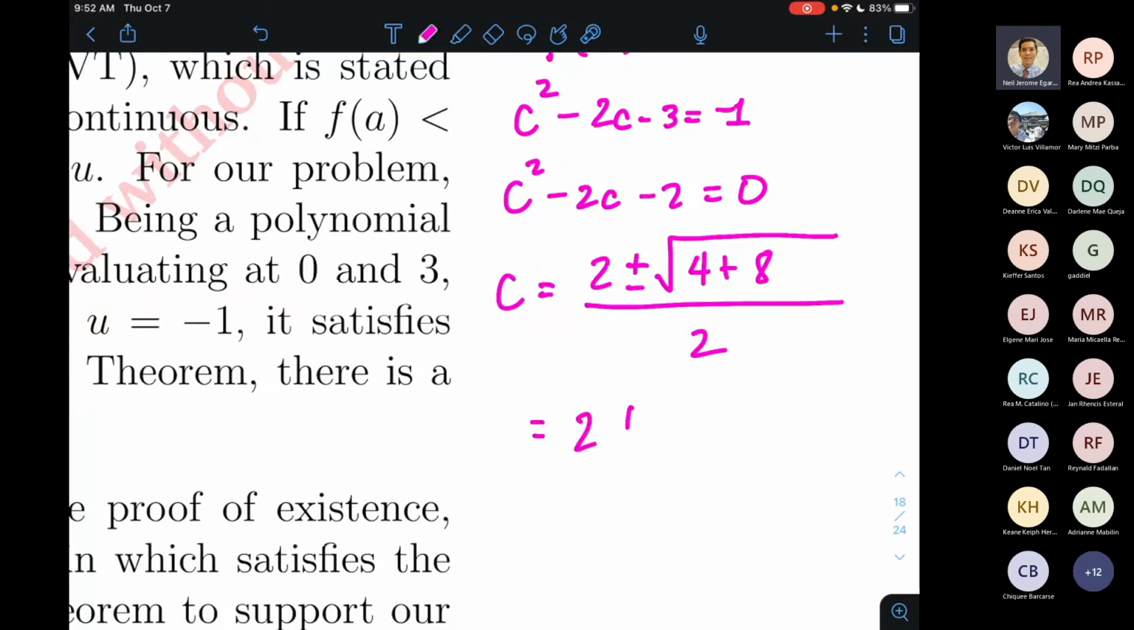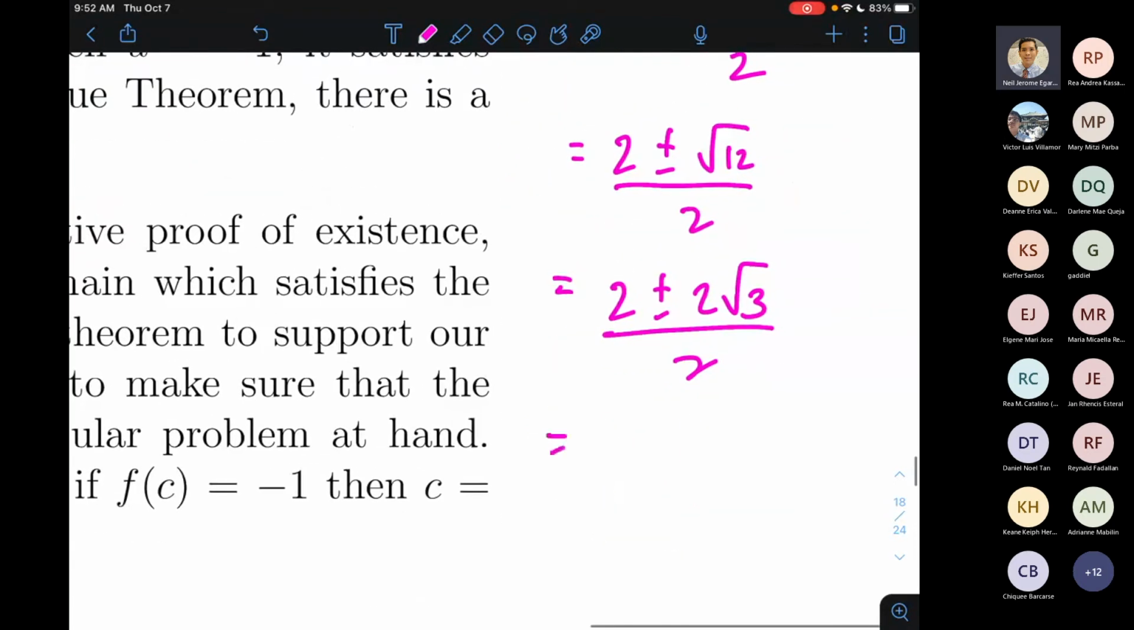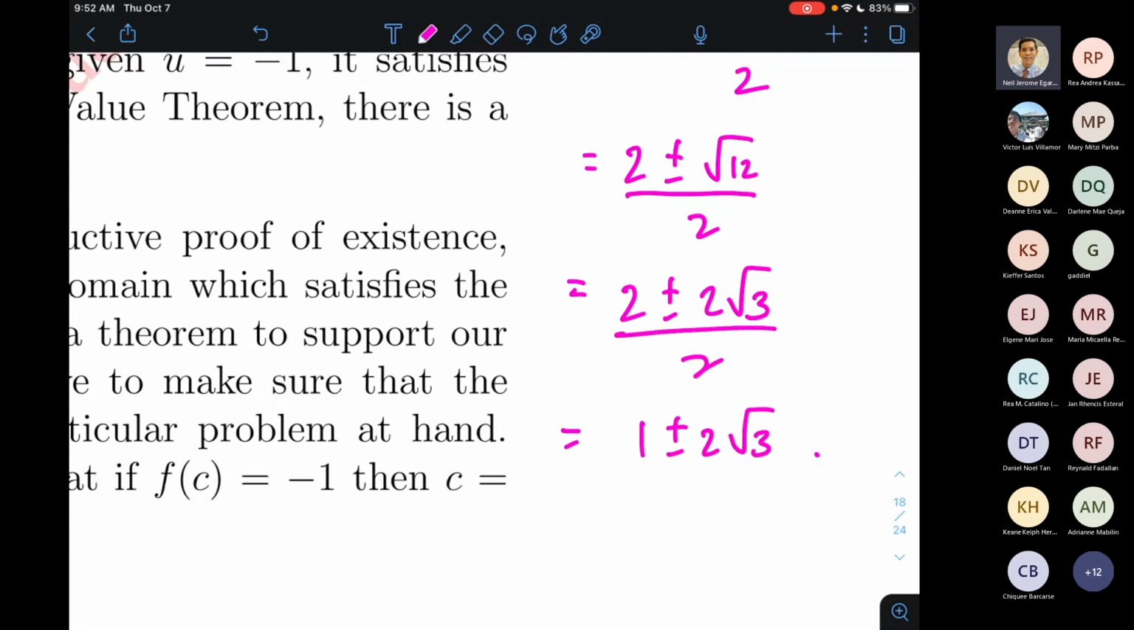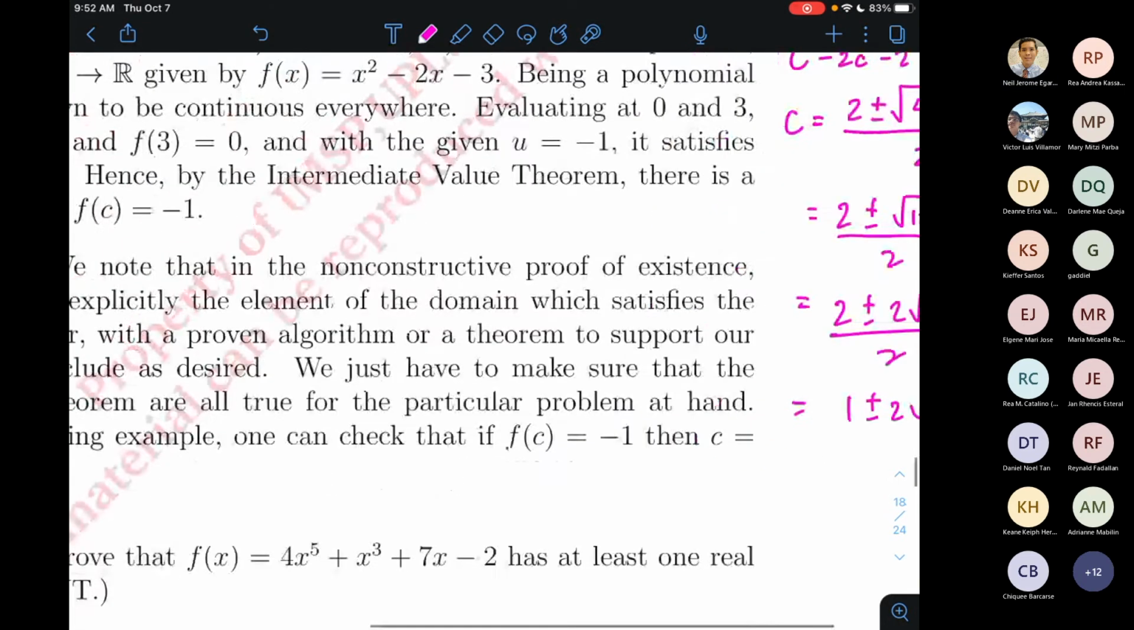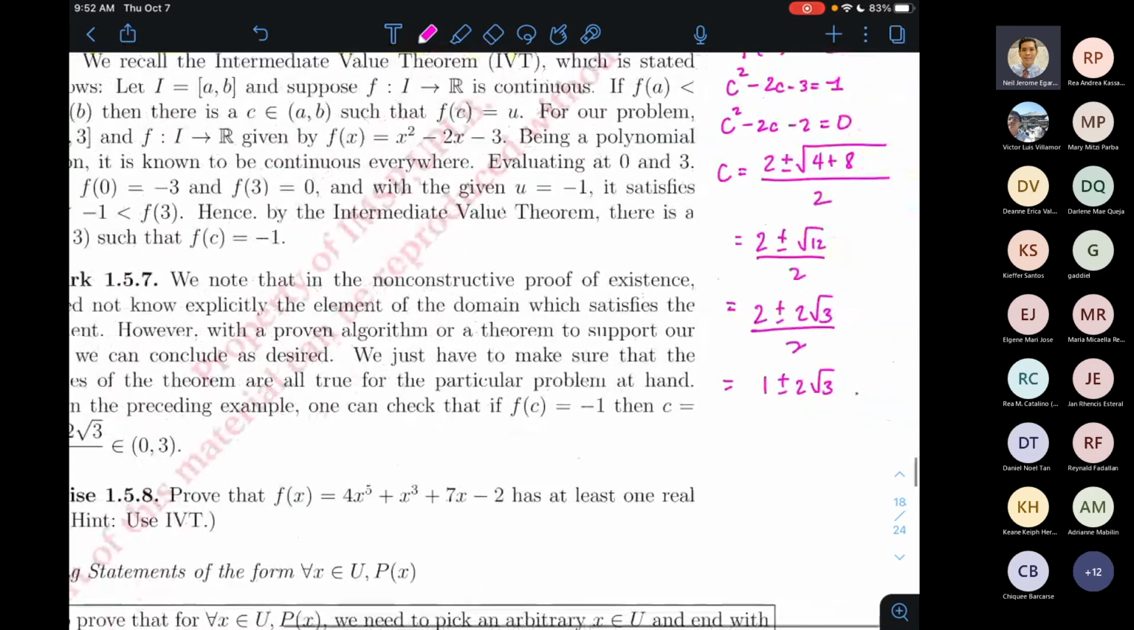So we'll get 2 plus or minus square root of 12 over 2. And this would be 2 plus or minus 2 root 3 over 2. So this would be 1 plus or minus 2 root 3. Okay. Tama ba yung computation ko? Parang mali. Let me see. Okay. Tama pala. 1 lang to. Plus or minus root 3.